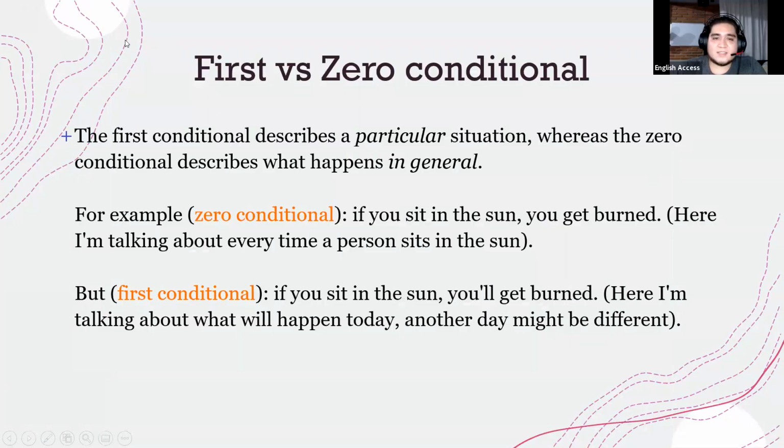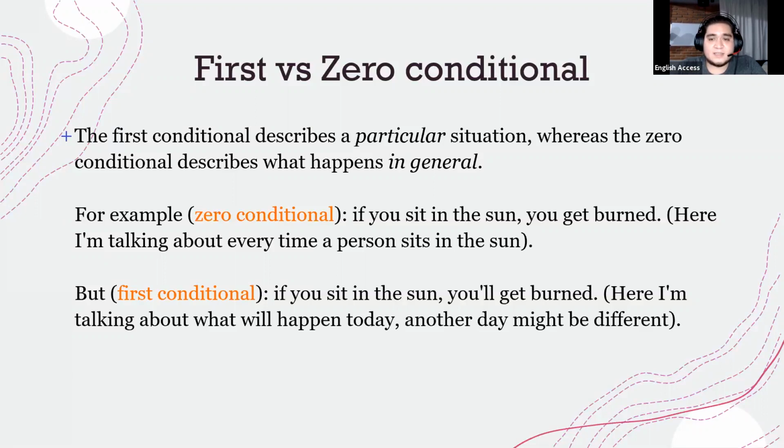Now, the first versus the zero conditional. As you know, the first conditional describes a particular situation, whereas the zero conditional describes what happens in general. As I told you, the zero conditional is for facts, for things that will always happen if something else happens, right? And the first conditional is for things that are likely to happen in the future if something in the present happens, okay?